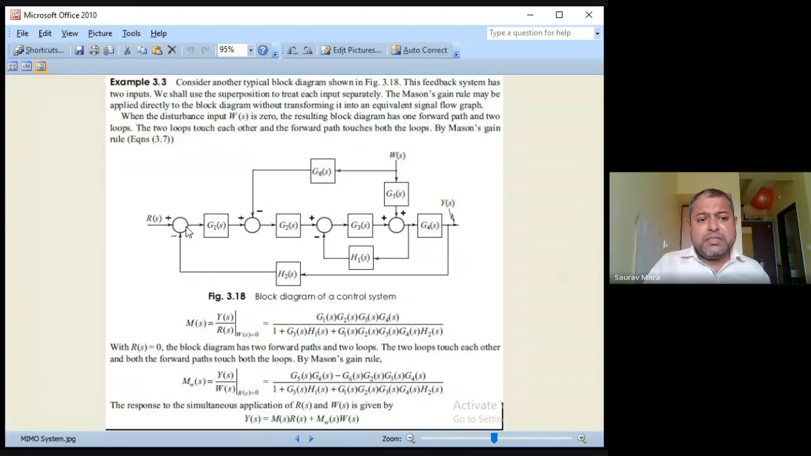So superposition means consider one source at a time and consider the other sources equal to 0. Whenever you are trying to find YS by RS, you have to take this input equal to 0. So whenever I'm saying this input is equal to 0, then this is G6S, this is G5S.